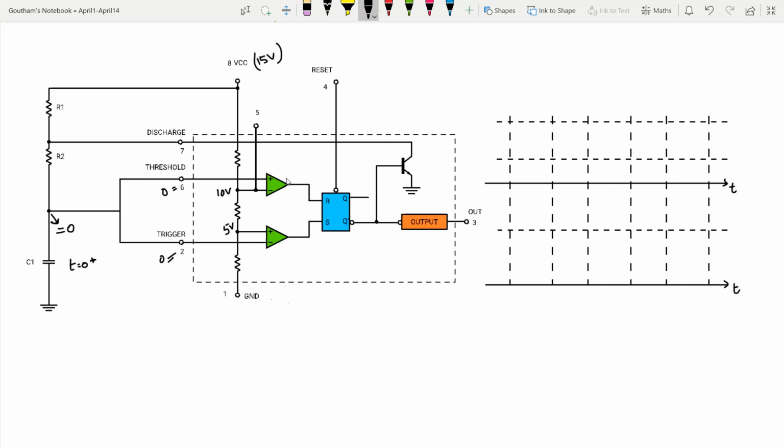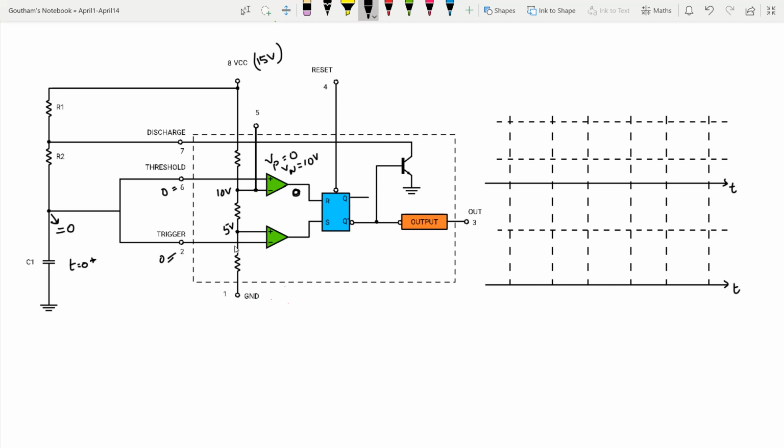What happens to the threshold comparator? Its Vp is 0 and Vn is equal to 10 volts. So what does that mean? Vp is less than Vn. When Vp is less than Vn, the output goes to 0. So the threshold comparator's output is 0.